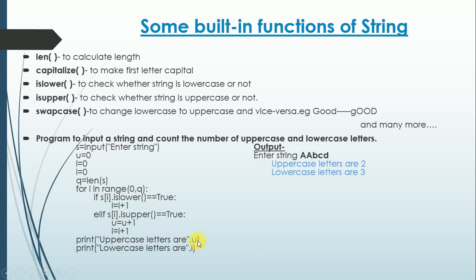It will count the total number of uppercase letters and lowercase letters and print them on separate lines. For example, we have taken here the string ABCD. The A is capital and B, C, D are small letters. So in this case, the output will be: uppercase letters are 2, these two are uppercase, and lowercase letters are 3, B, C, D. These are 3.